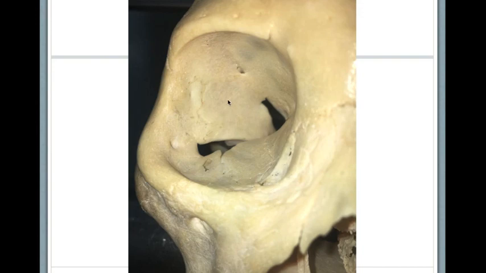So zoomed out view, this is the greater wing of the sphenoid. And this right here is the suture line, and the rest of this is formed by the zygomatic bone. Okay, and Whitnall tubercle. It's kind of hard to see, but if you can, there's a ridge right around here, and I believe that's the Whitnall tubercle.